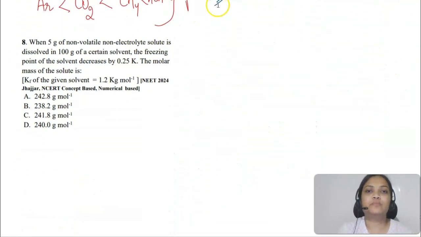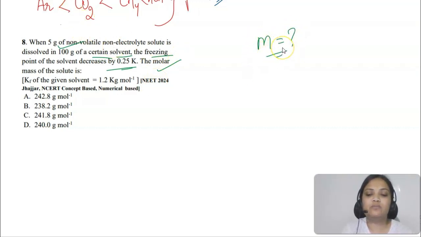Let's move on to the next question. Here it's a numerical problem related to the colligative property. It says when 5 gram of non-volatile non-electrolyte solute is dissolved in 100 grams of certain solvent, the freezing point decreases by 0.25 Kelvin. The molar mass of the solute is? So in this case, students, we need to find out the molar mass of solute. I told you we can find out the molar mass of solute using colligative property, so we are going to do that here.